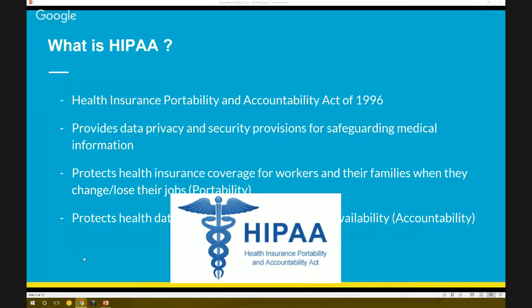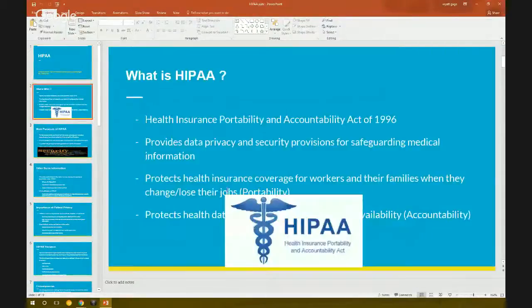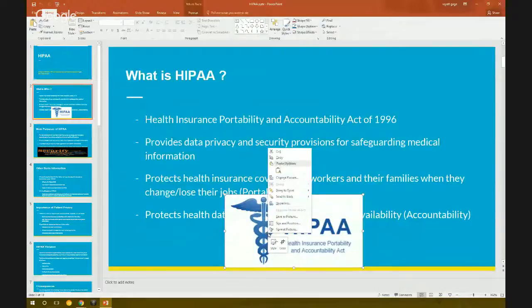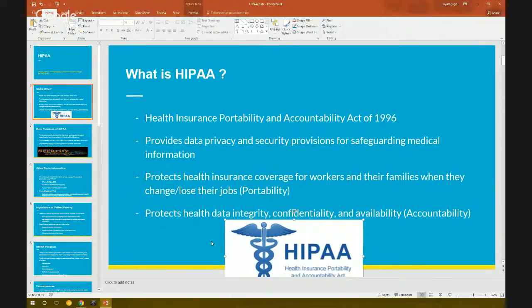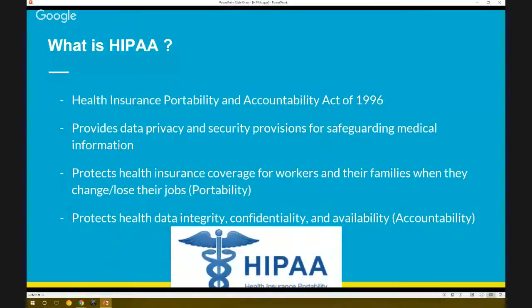HIPAA is the Health Insurance Portability and Accountability Act of 1996. It's a United States legislation that provides data privacy and security provisions for safeguarding medical information. HIPAA also protects health insurance coverage for workers and their families when they change or lose their jobs, and that's called portability, which we'll discuss later in the presentation. HIPAA also protects health data integrity, confidentiality, and availability, and that's what we call accountability, which will be discussed later in the presentation also.